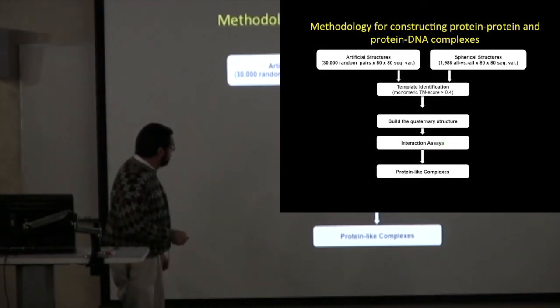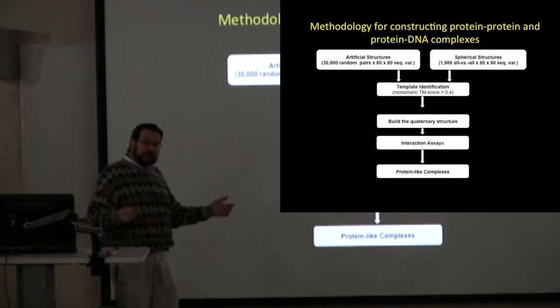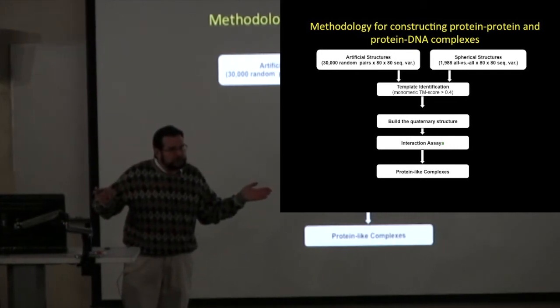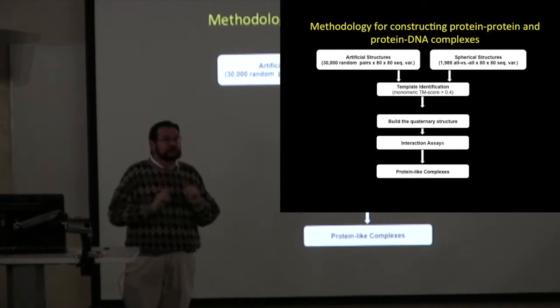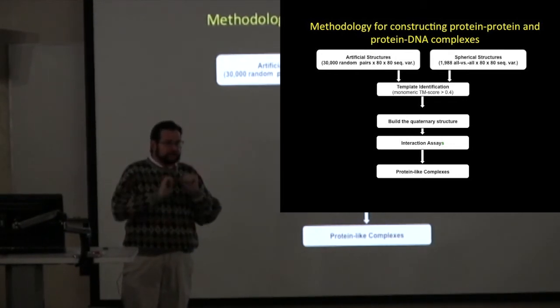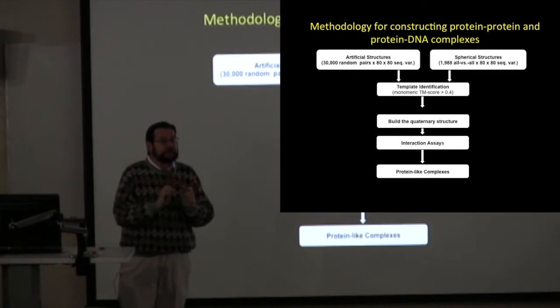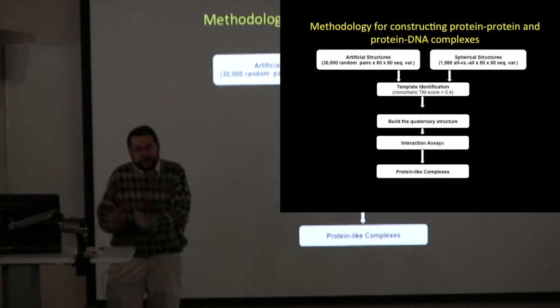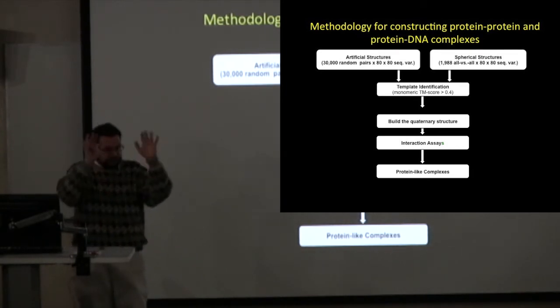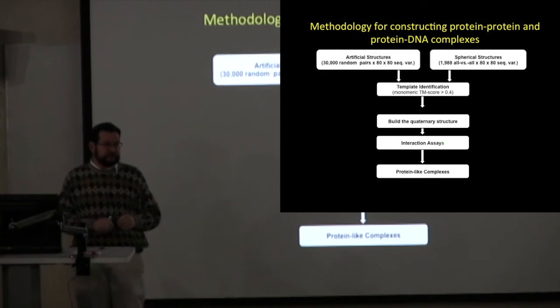And so that's the thinking behind this story. What we're going to do is build a quaternary structure, and since these are decorated, they have interactions. We'll build these complexes and ask, do they look like proteins or not? Again, it's the same logical idea: have a random library, and look for properties and the co-occurrence of properties in these random libraries versus native.